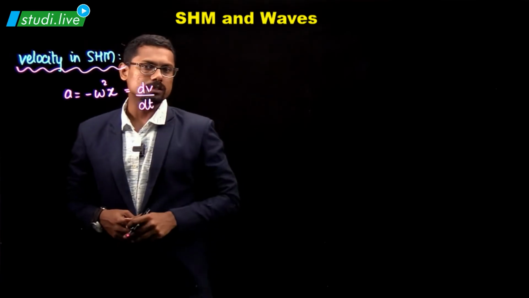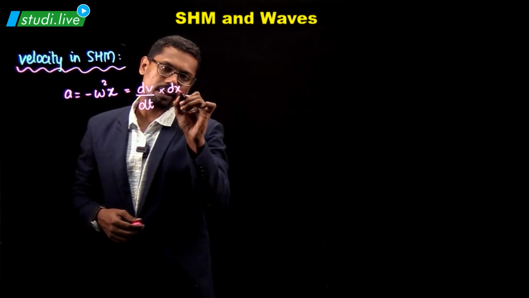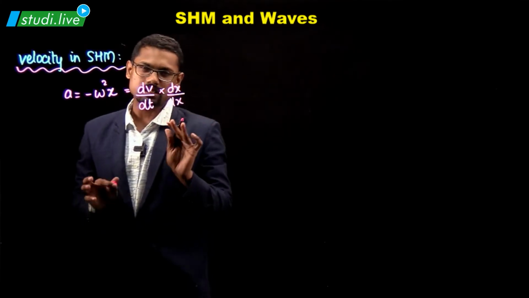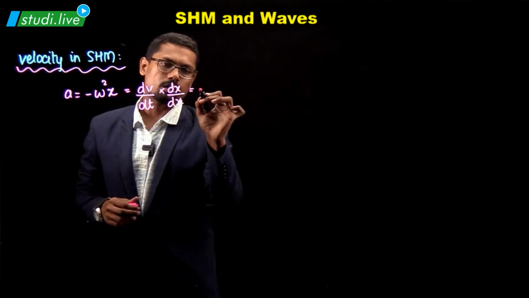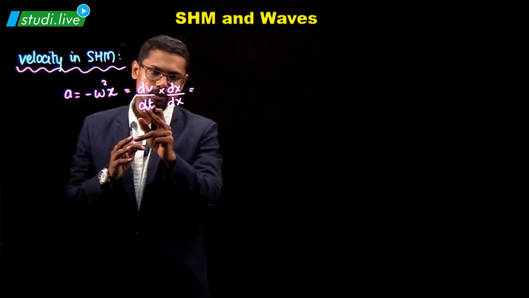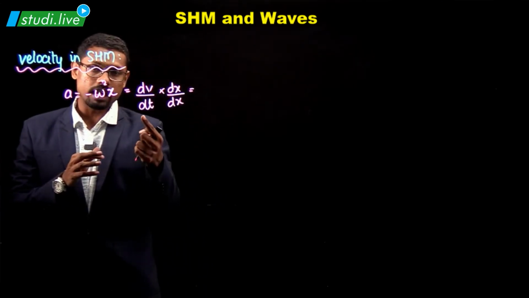I'm going to work on this a bit. What should be my next step? My next step is multiplying and dividing both with respect to dx. It's just a method of calculus, okay? So you don't have to worry about it a lot. You just have to make sure that you push this dt to the other side and this dx to this side. Now dx over here and dt over here.